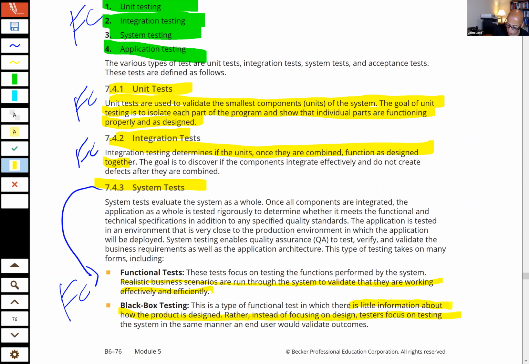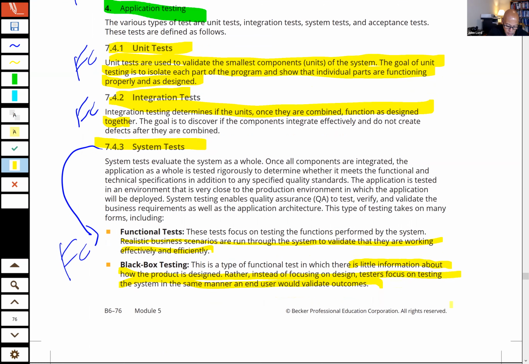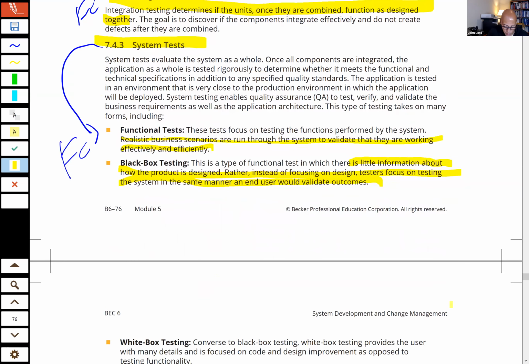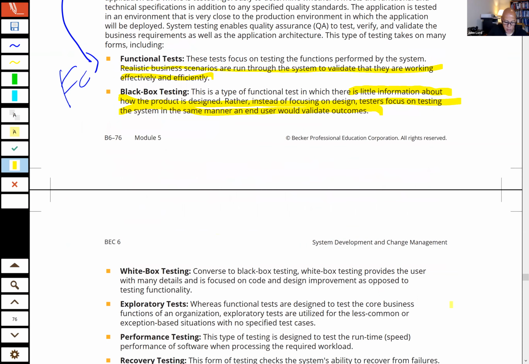Rather, the focus on the design testers focus on testing the system in a manner that an end user would and validate the outcome. So we're saying if somebody came in with very little knowledge about this system, would they be able to navigate their way through it? I guess we're seeing how intuitive is the ability of somebody to use this system.